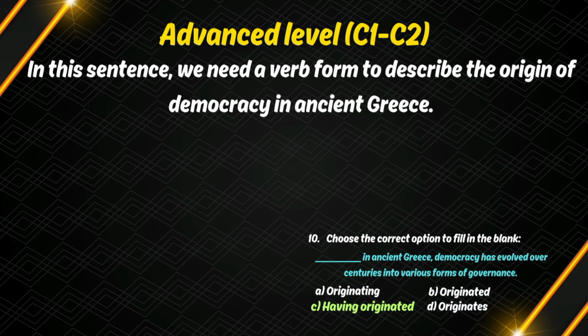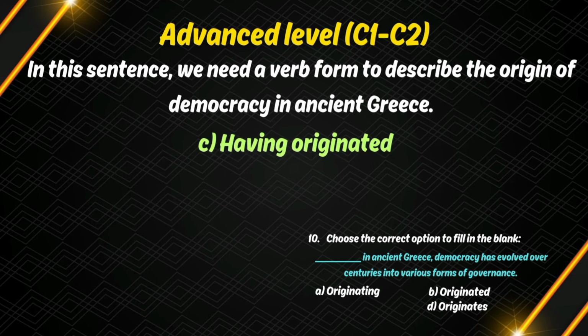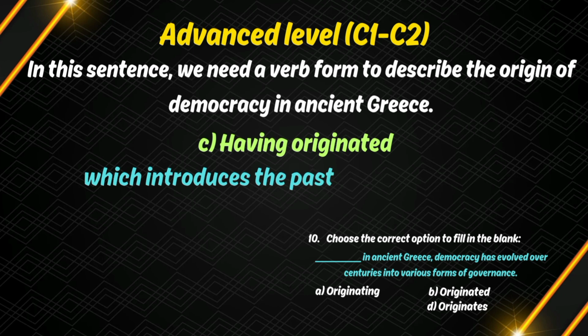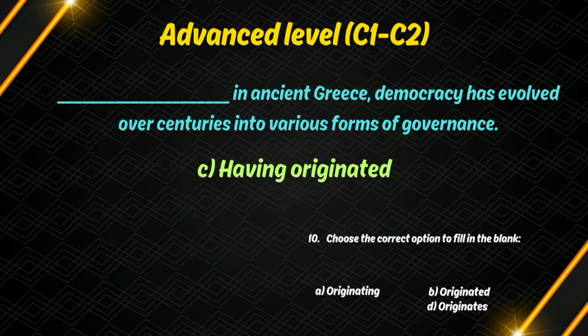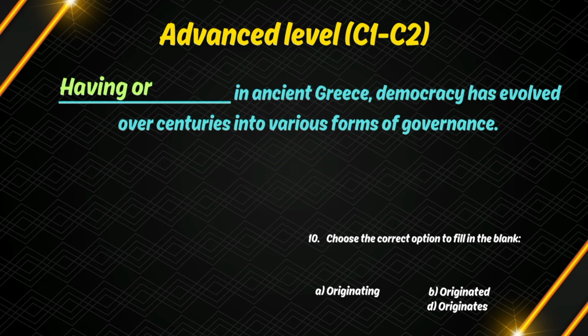In this sentence, we need a verb form to describe the origin of democracy in ancient Greece. The correct option is C. Having originated, which introduces the past participle phrase having plus past participle. This construction correctly emphasizes the action preceding the main clause. Therefore, the correct sentence is, having originated in ancient Greece, democracy has evolved over centuries into various forms of governance.